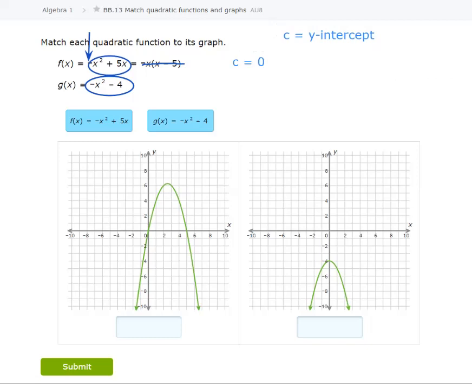Let's look at the next one. So for this one, we have -x². We're missing our linear term, and we have -4. So our C here is equal to -4.